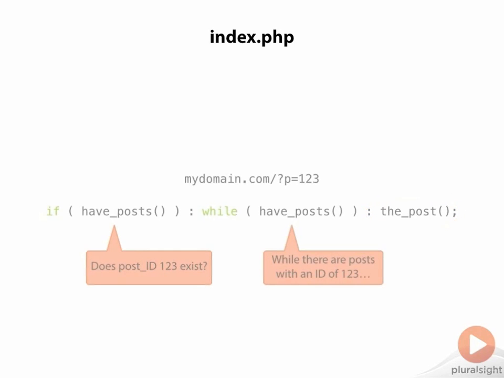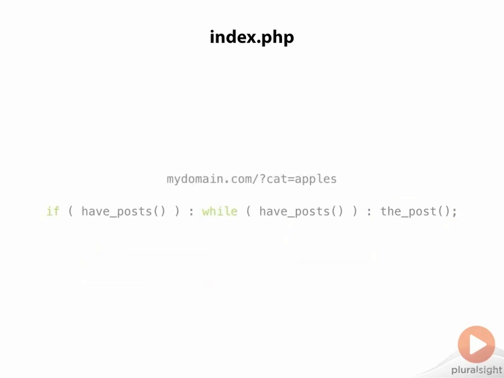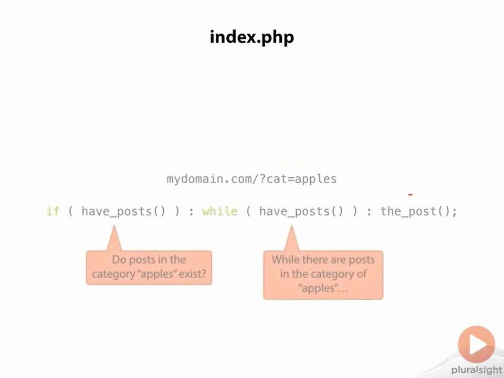This works the same for tag and category archives as well. A category archive page would have a similar query string, cat=apples. Now when we're running the loop, it looks at that and says, do we have any posts in the apples category? Okay, then as long as there are still posts in the apples category, do the post stuff.